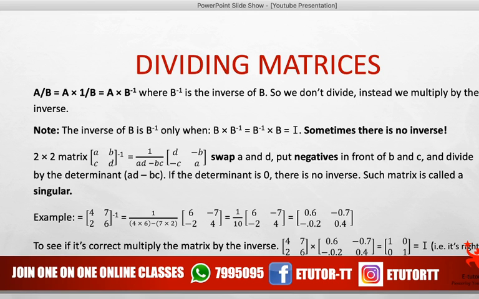Dividing matrices. A divided by B is equal to A times 1 over B, which is equal to A times B to the power of negative 1, where B to the power of negative 1 is the inverse of B. So we don't divide, instead we multiply by the inverse. Note, the inverse of B is B to the power of negative 1 only when B times B to the power of negative 1 is equal to B to the power of negative 1 times B, which is equal to I. Sometimes there is no inverse.